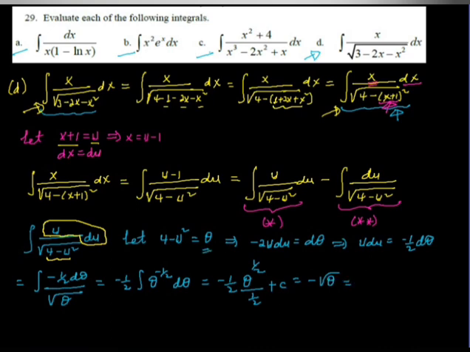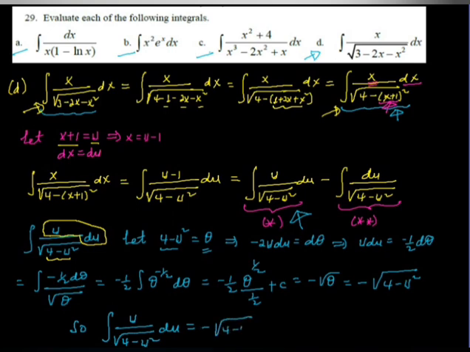So theta is 4 minus u square. Substituting, star becomes minus in the radical 4 minus u square. Okay, say this is equation 1. Now the double star is the integral of du over radical 4 minus u square.